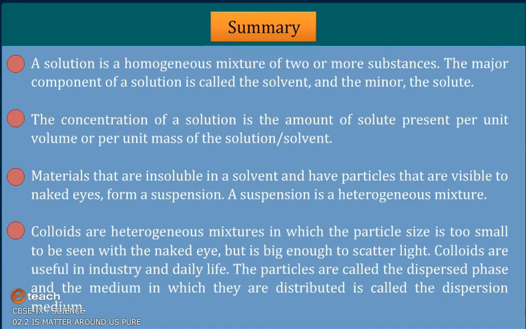Materials that are insoluble in a solvent and have particles that are visible to naked eyes form a suspension. A suspension is a heterogeneous mixture. Colloids are heterogeneous mixtures in which the particle size is too small to be seen with the naked eyes, but big enough to scatter light. Colloids are useful in industry and daily life. The particles are called the dispersed phase, and the medium in which they are distributed is called the dispersion medium.